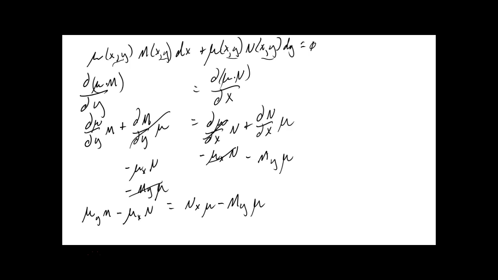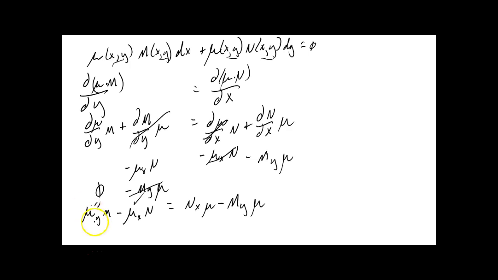Now, so mu depends on X, but not on Y. So mu sub X is okay. Mu sub Y is equal to zero. Okay? And the rest of that, I think, will be all right. Now, only that one's equal to zero, though?